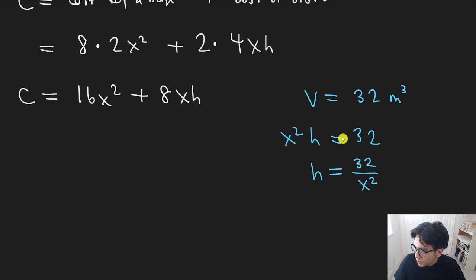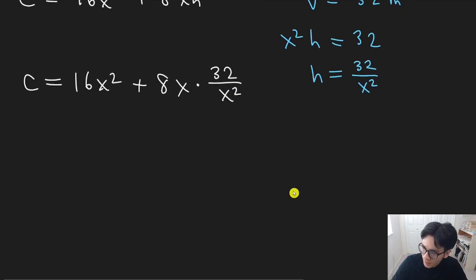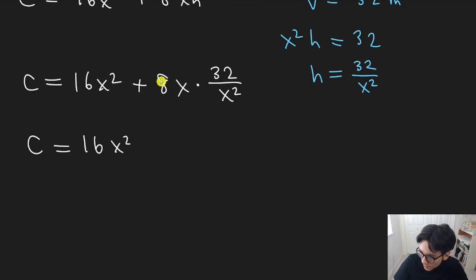Now I'm going to substitute this expression for h into here. So I'm going to have this: 8x multiplied by 32 over x squared. Okay. If we simplify this, we're going to get 8 times 32, which turns out to be 256. And then we have x divided by x squared, which is going to leave us 1x in the denominator.